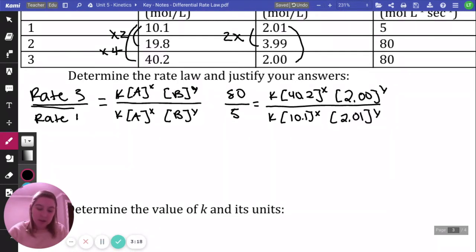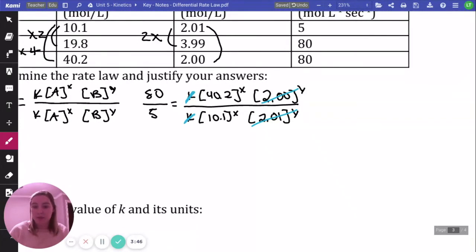Okay, so now we're going to cancel out as many like values as we can. K was on top and bottom, so that can cancel out. And I'm going to go ahead and cancel out this 2.0 and that 2.01. Do I know that they are not exactly the same? Yes, I do know that. But for this, I'm going to make an assumption that they're close enough that I'm still going to be able to get the general gist of what's going on here. All right, and then I'm just going to simplify my equation.